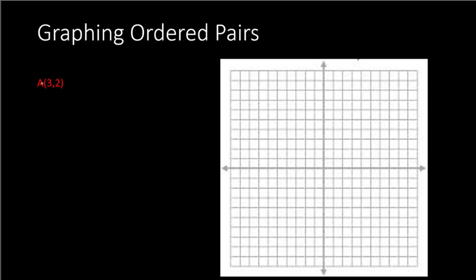Okay, let's say we were to graph point A. And let's say point A is the point (3, 2). So here's how this works. The first number we said is our x value. The second number is our y value.